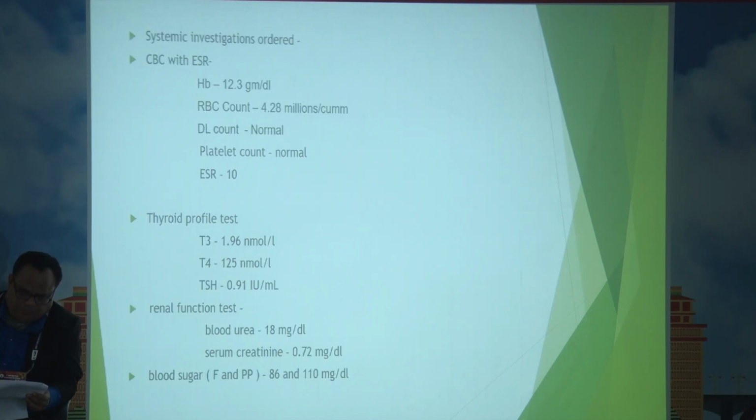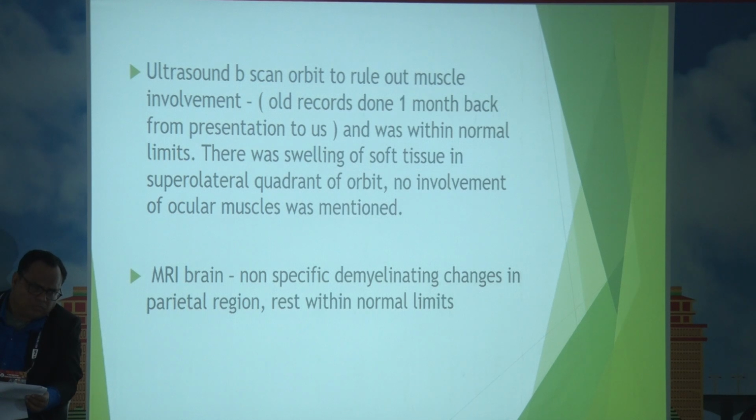And in the meantime, we also ordered some systemic investigations for her. Her complete blood count with ESR came out normal. Thyroid profile was well controlled. We also ordered a blood sugar and renal function test. Her old ultrasound B scan of the orbit, which was done about 1 month back, was within normal limits.